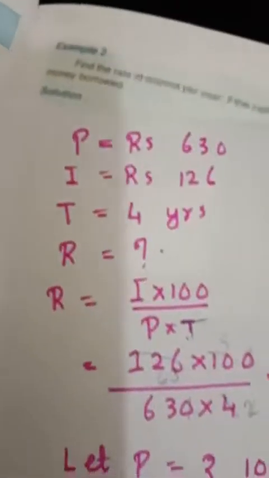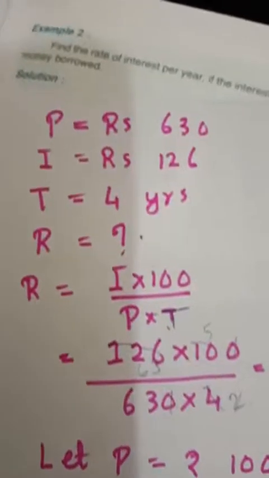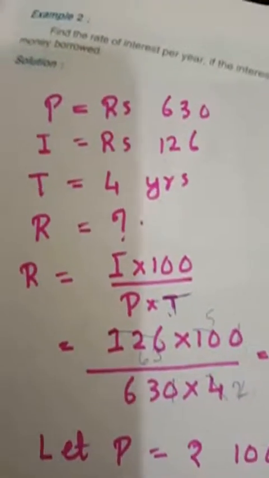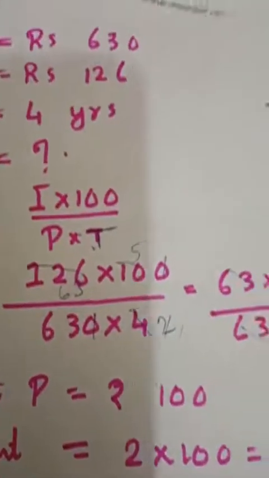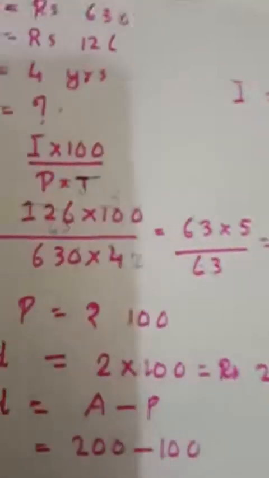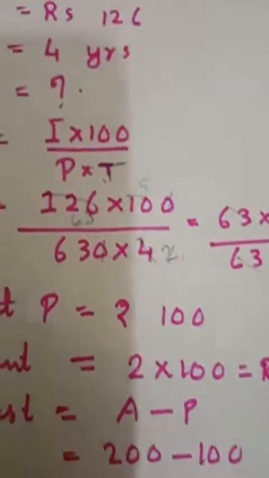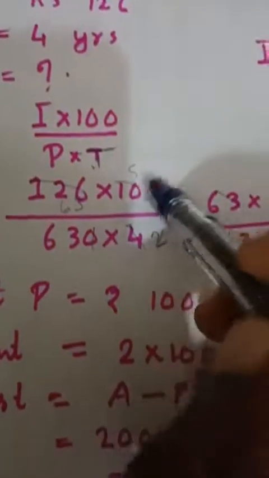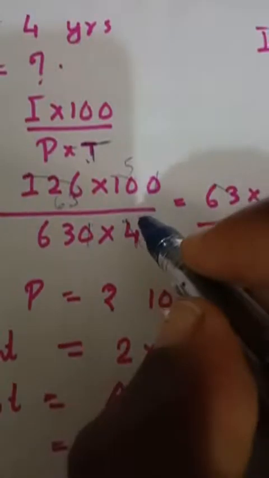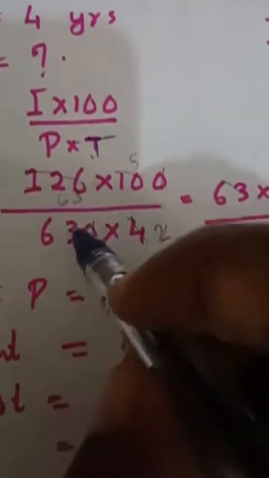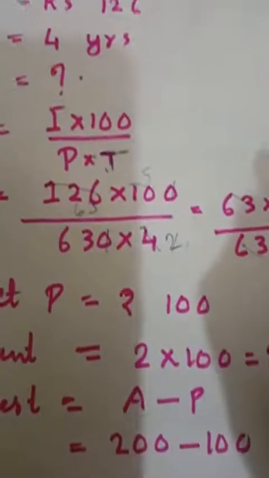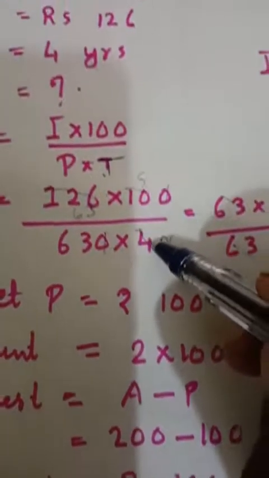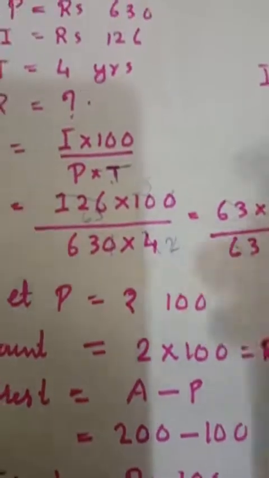Very simple cancellation. See, first P is equal to 630, I is equal to 126, T equal to 4 years. Then R is equal to 100 I by PT. Answer 5%. Here the 0 and 0 get cancelled, and the 63 and 126 you can cancel otherwise. Otherwise 4 and 126 in 2 table.